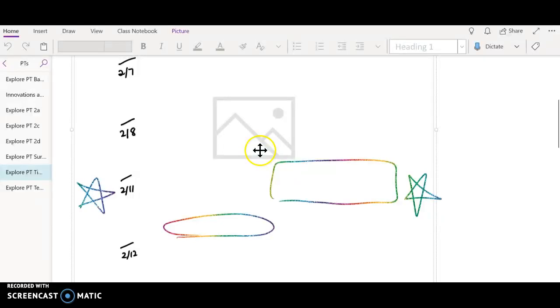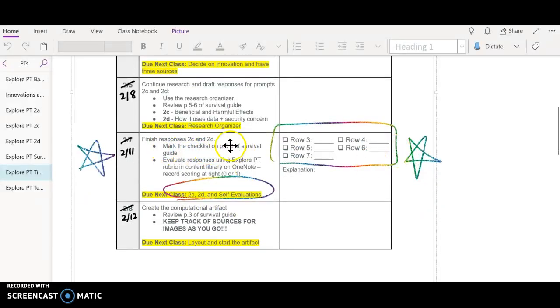So if we go to the timeline, what you need to be doing today is going through the responses 2C and 2D, mark the checklist on the survival guide, evaluate your responses using the rubric, and look at rows 3, 4, 5, 6, and 7, and do you think you would earn a 0 or a 1? And so that's your goal for the end of today.